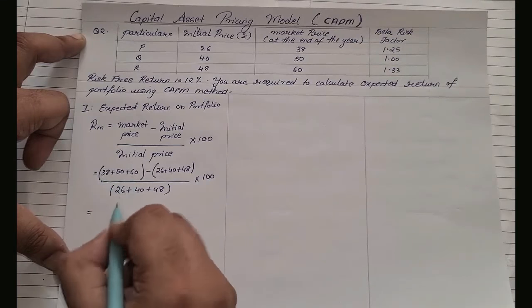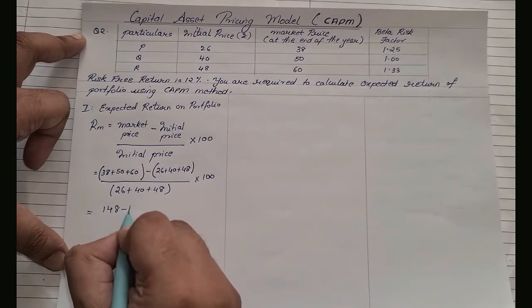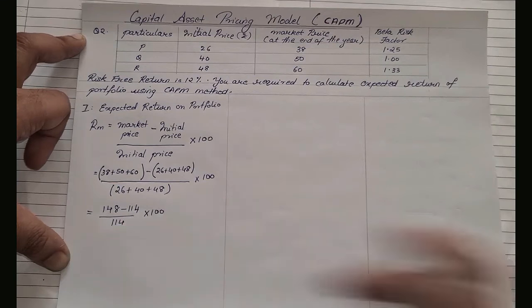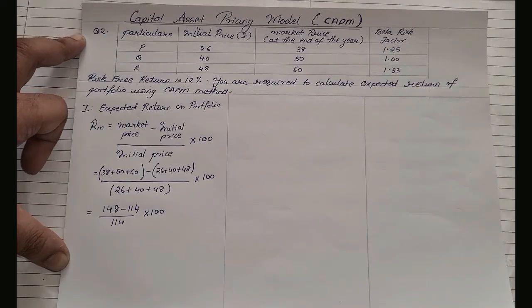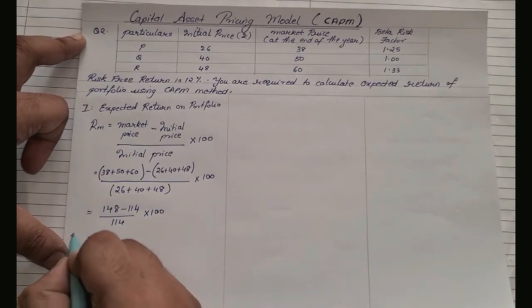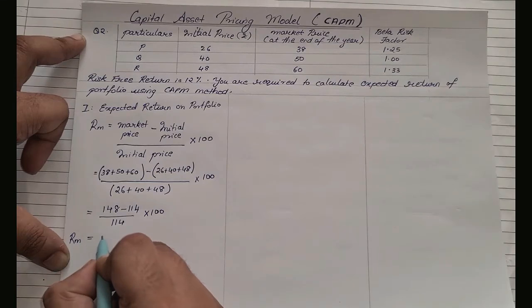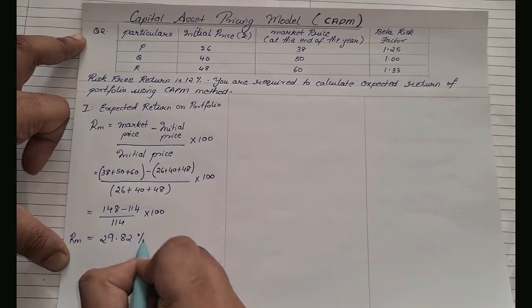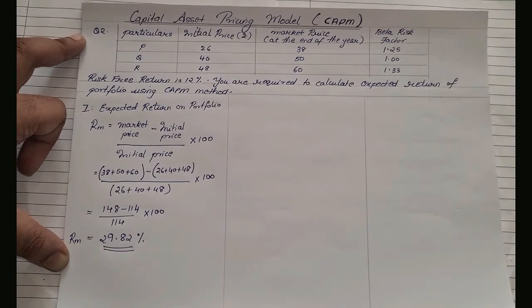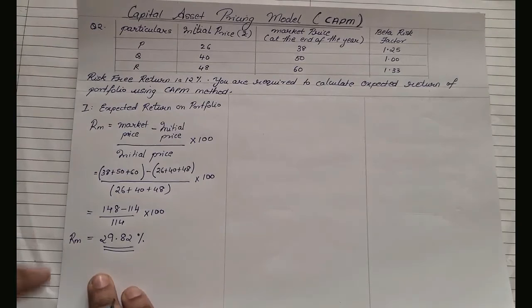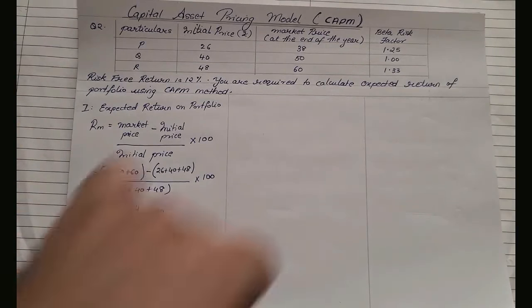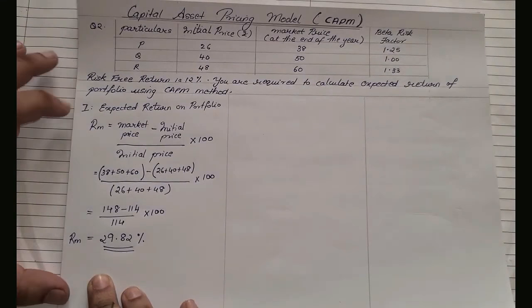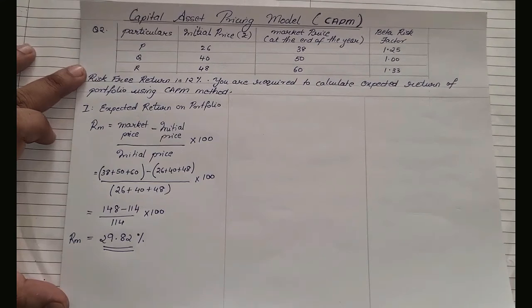So when you add up the values, you get 148 minus 114 upon 114 into 100. On subtracting, dividing and multiplying, the expected market return that we will get would be approximately 29.82%. Okay, so we have now found the market return. When market return is not given and they're giving you the initial and market price, this is how we have to start the sum. We have to first find the expected market return. And now it's normal.